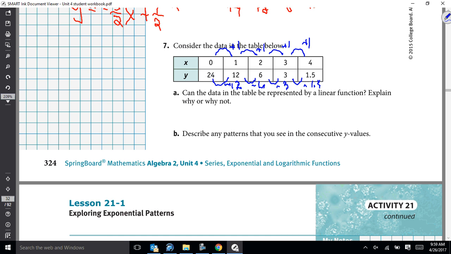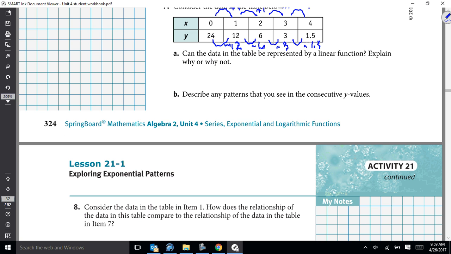Very good observation. We are dividing by 2 each time. So each one of these is decreasing. Honestly, I just kind of did plus 2. It was right. Sometimes that's okay. So describe any patterns that you see in why they're dividing by 2 each time.